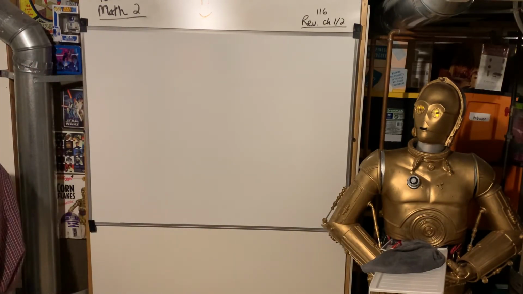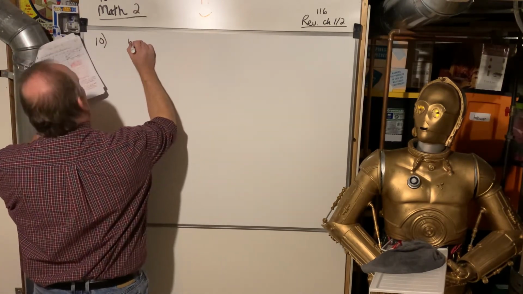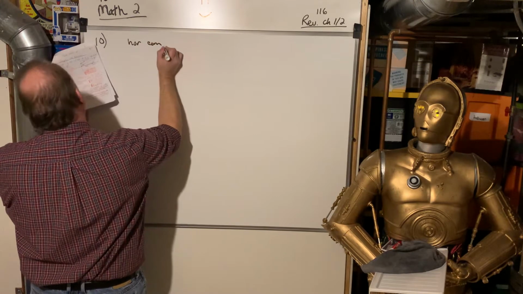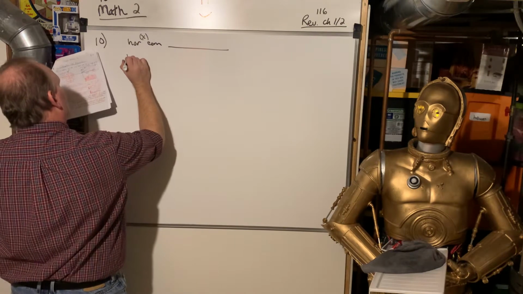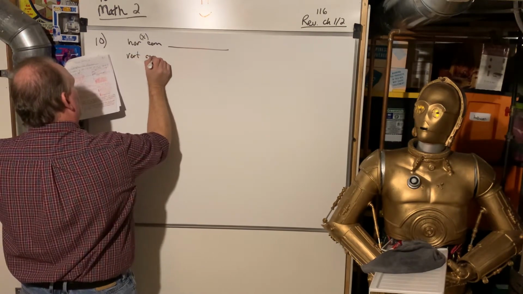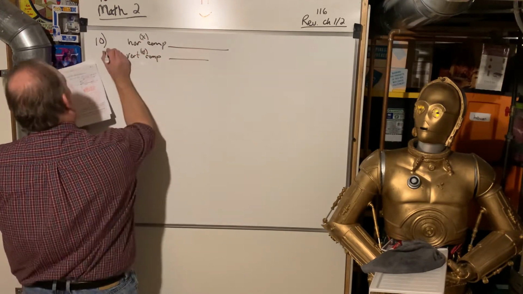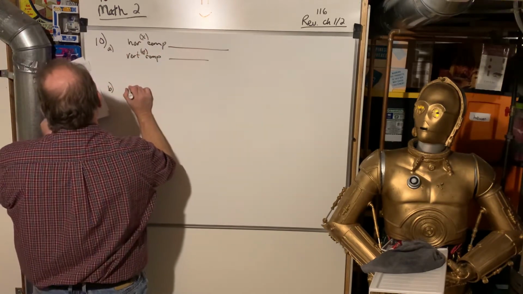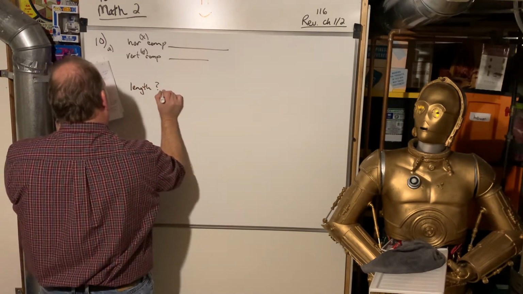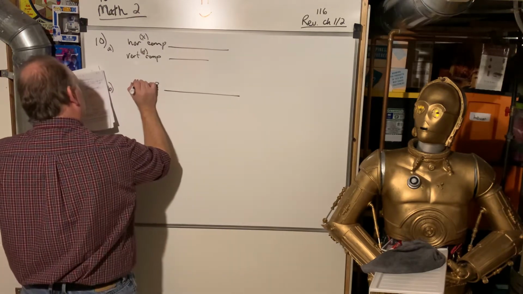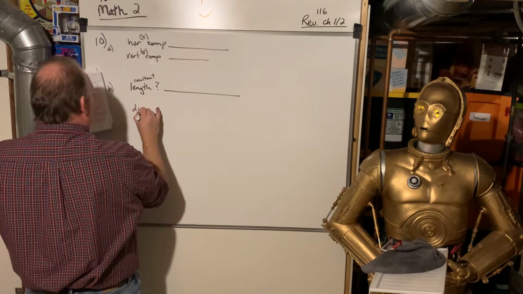doing polar to rectangular. So number 10, they want to know, how do I find the horizontal component? That's x. How do I find the vertical component? That's y. And then for part B, they want to know, how do I find the length, the resultant vector? That's resultant. And how do I find the direction? That's theta.